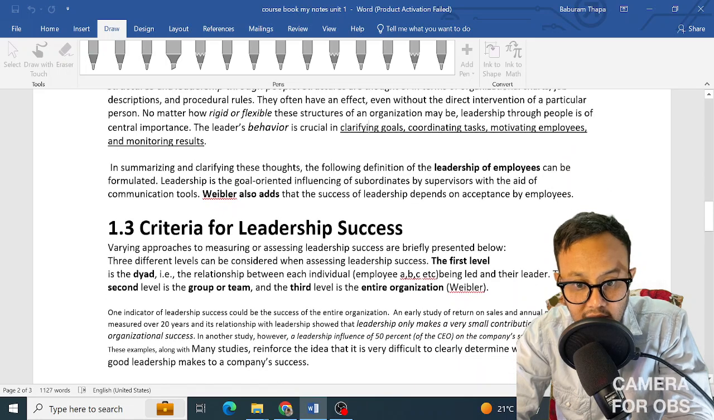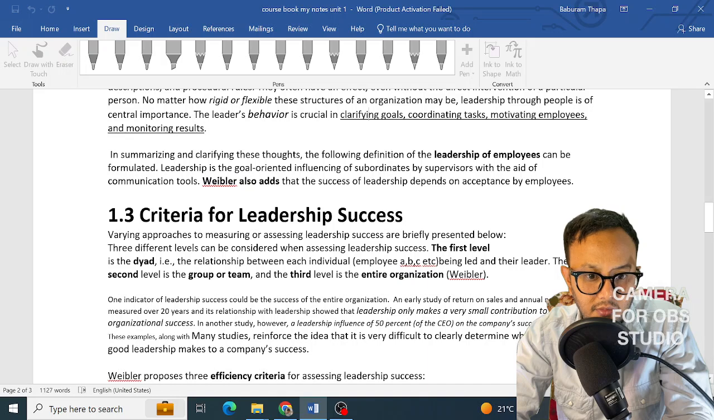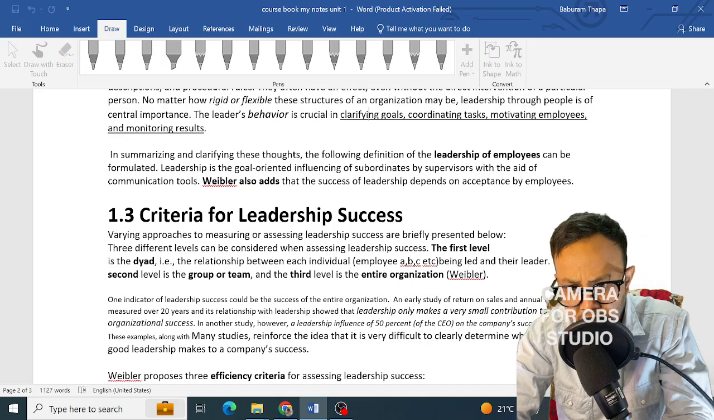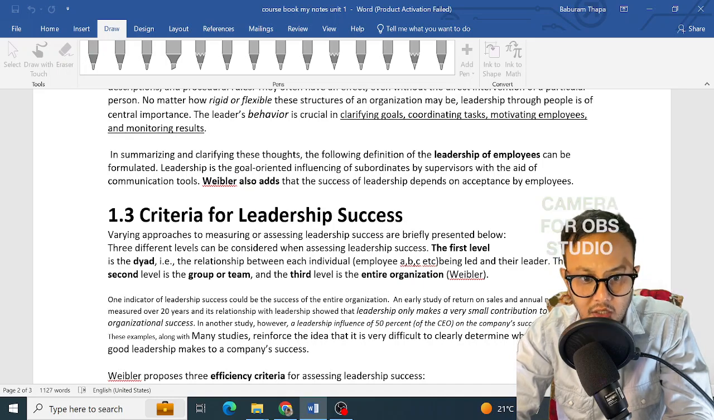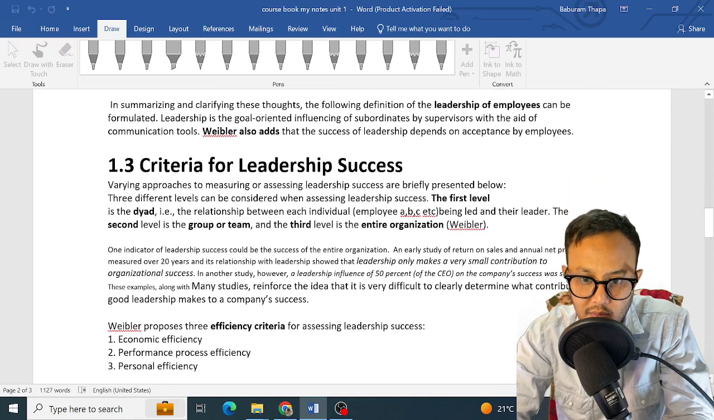In summarizing and clarifying these thoughts, the following definitions of the leadership of an employee can be formulated. So you can just learn this. Leadership is the goal oriented influencing of subordinates. So leadership is goal oriented, no doubt, and it is influencing of subordinates. Through leadership we influence the subordinates by supervisors. Who influence subordinates? Supervisors, with the aid of communication tools. So what will help these supervisors to influence subordinates? The communication tools. Whoever also adds that the success of leadership depends on acceptance by employees. So if employee accepts, success, otherwise failure.